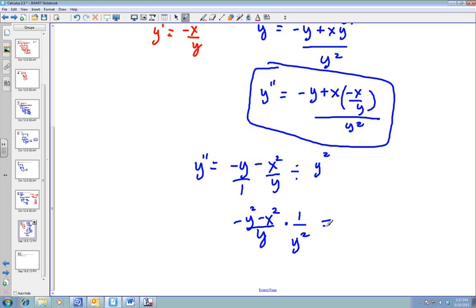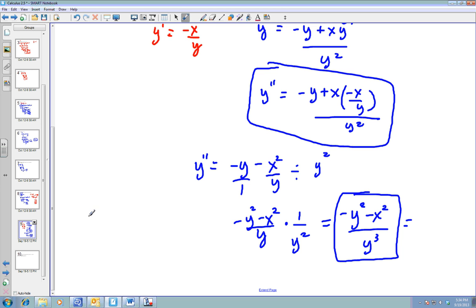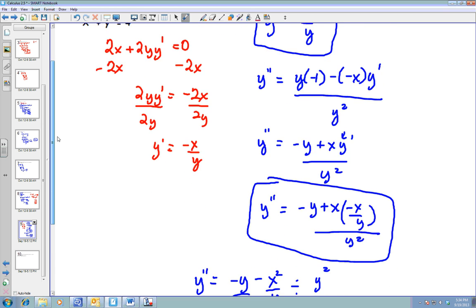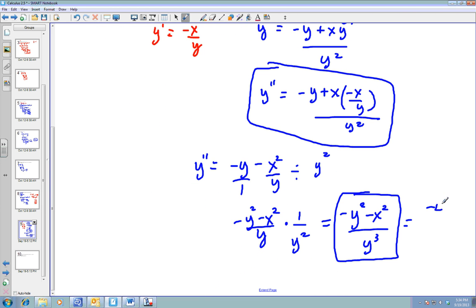So if I looked this answer up in the back of the book, they would probably have this. Actually, I know what they have. Okay, but they have this. Tell me if you know how they got this. Let me see real quick. They have this. So if you can tell me how they got that, I'll give you extra credit.